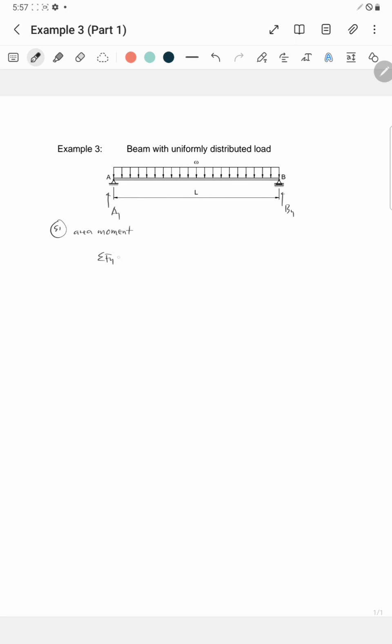Then, to solve for the reactions in symmetrical, mas mabilis kung gagamitan na lang natin ng vertical equilibrium. So, applying summation forces vertical equal to 0. So, AY upward plus BY, then minus the load downward, then equal to 0. So, since symmetrical, AY is equal to BY. So that AY, which is equal to BY, is equal to WL over 2.